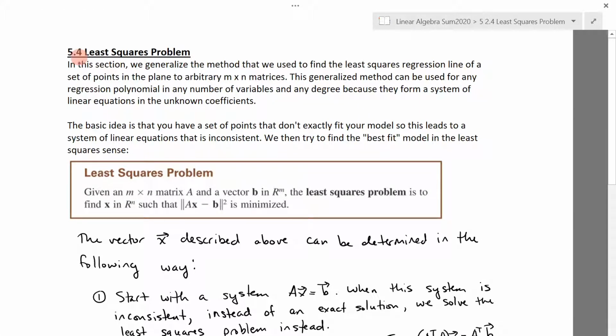This video is on the least squares problem. In this section, we generalize the method that we use to find the least squares regression line of a set of points in the plane to arbitrary m by n matrices.